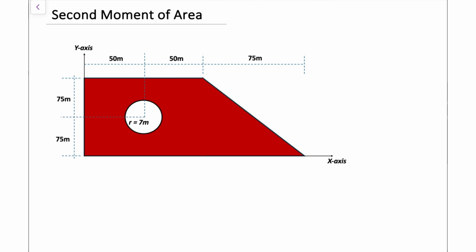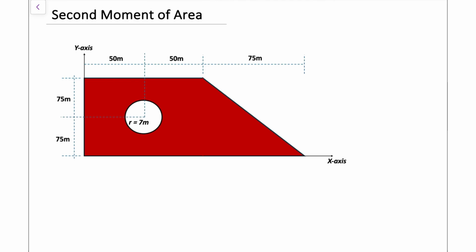So here we're going to calculate the second moment of area, or the area moment of inertia. And what the moment of inertia is, it's simply a measure of how hard it is to either bend or to rotate something, depending on how its shape or how its mass is spread out from a particular axis.